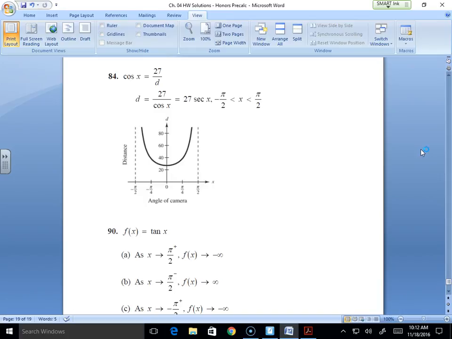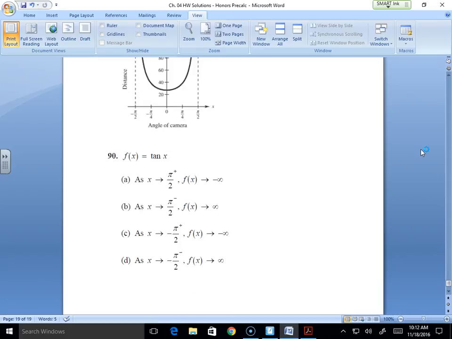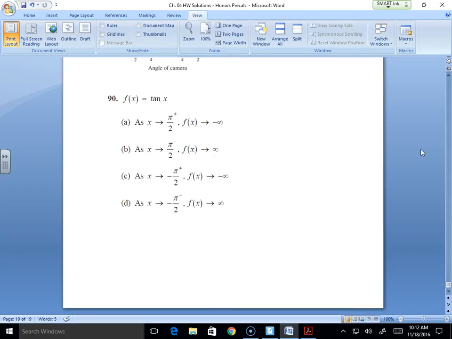All right. Last but not least, I really like number 90. It's probably my favorite. Maybe not out of the whole homework. Why? There's more arrows, and arrows are calculusy. Okay, what does tangent look like? It's a squiggle. Okay, that's good. Where are its vertical asymptotes? Pi over 2, negative pi over 2. So a little bit this way, and a little bit this way. And where's its 0? Is it going up or is it going down?